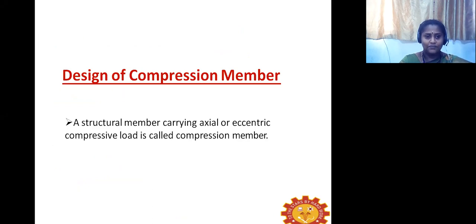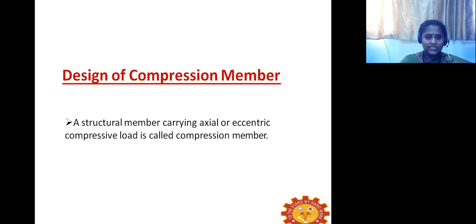What is a compression member? There are several parts in a structure, or we can say several elements in the structure, such as beams, columns, slabs, footings, and so on. All these are elements of a structure. Out of that, the column plays a vital role in transferring the load from the structure, maybe from the beam, to the ground, right? That column is called a compression member.